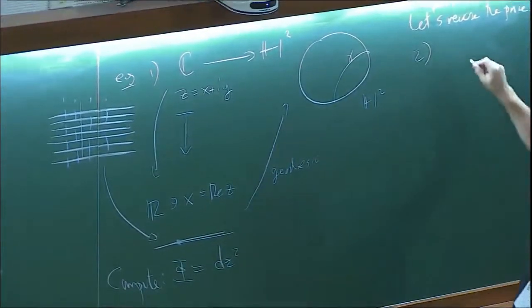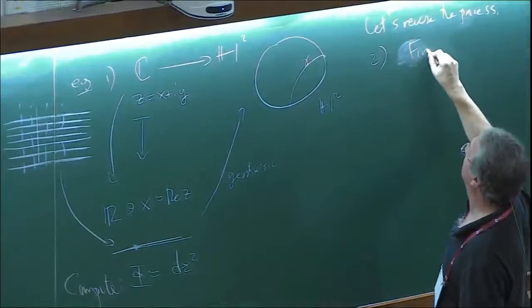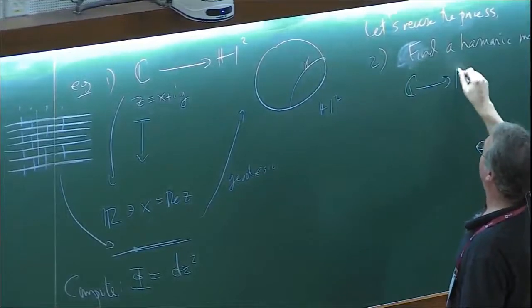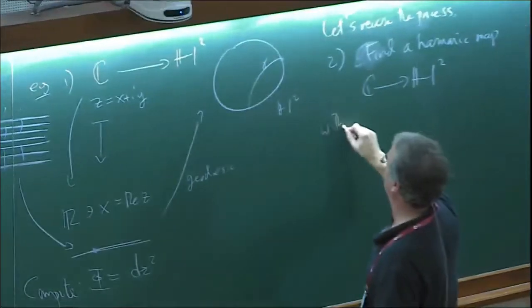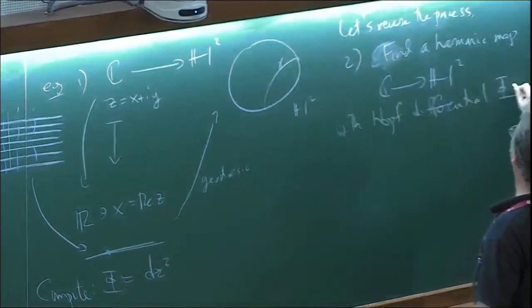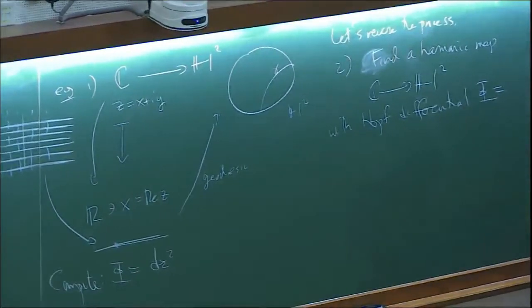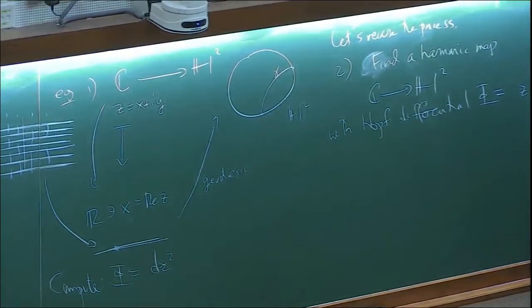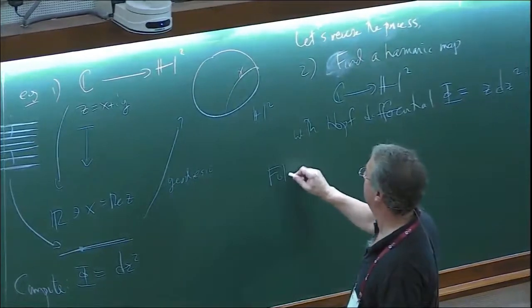Another example, let me reverse the process and say, find a harmonic map from C to H2 with Hopf differential phi. Well, it's on the plane. It'll be some function times dz squared. What's the simplest function I can think of that's not 1? z. That's the first order polynomial. Okay? z dz squared.